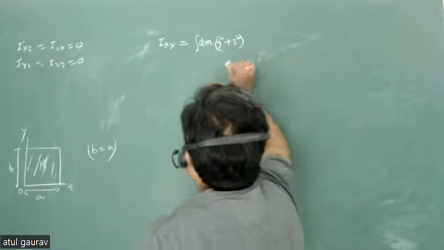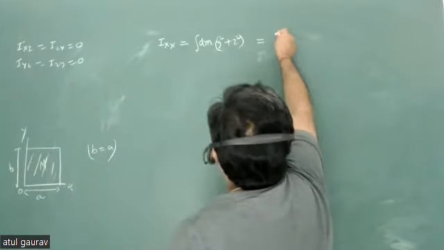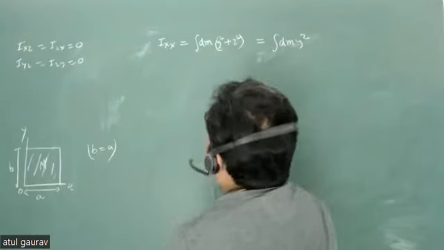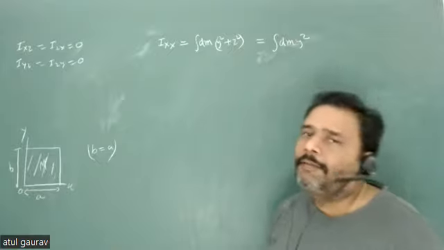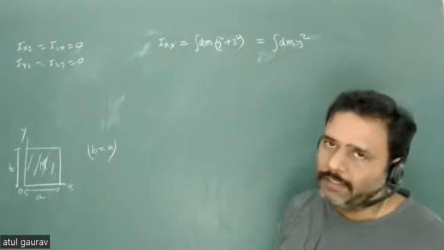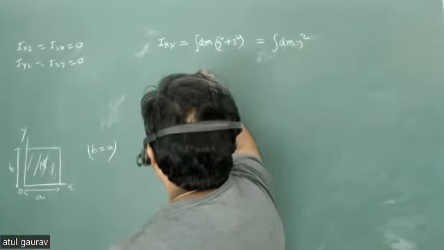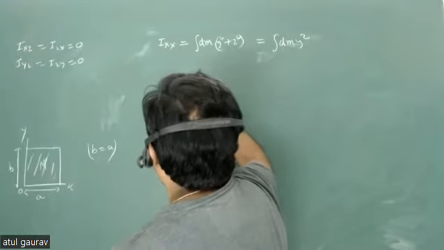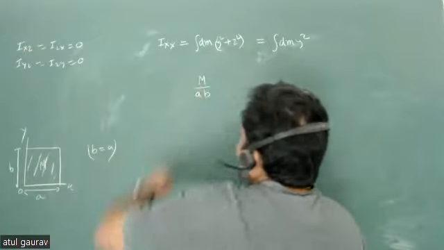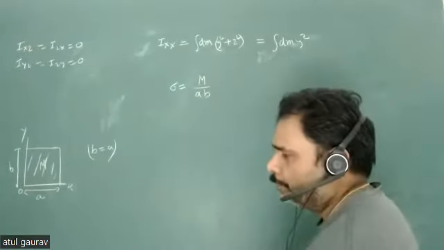Now, what is z? That is 0. So that value is dm y square. Now the whole challenge is that we have to write dm as a function of dx and dy. So I can write m into ab. Hence it is a constant density. So this is my density, something like sigma. Everyone is comfortable?